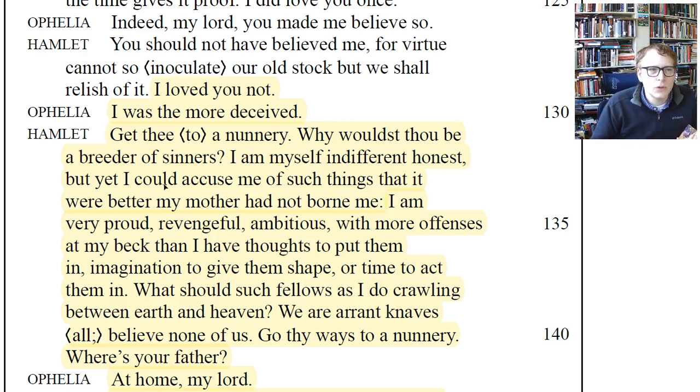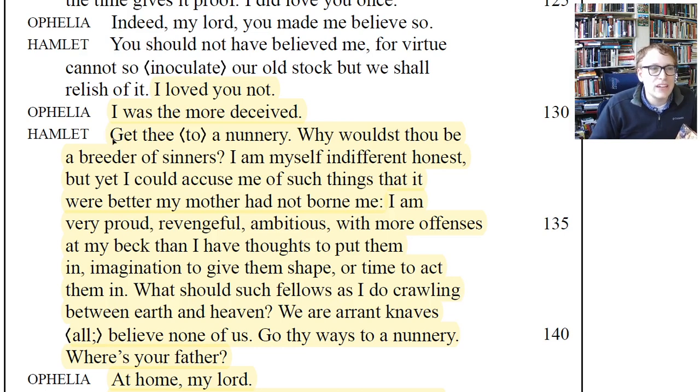But when he gets to these really sort of nasty, mean lines to Ophelia, I think we have to acknowledge that they are nasty, mean lines. Hamlet is not a perfect human being. He's not a perfect man. There is some toxic masculinity at play, especially in this scene.